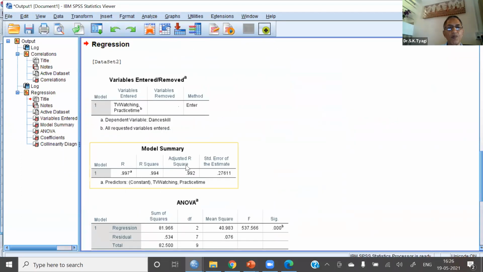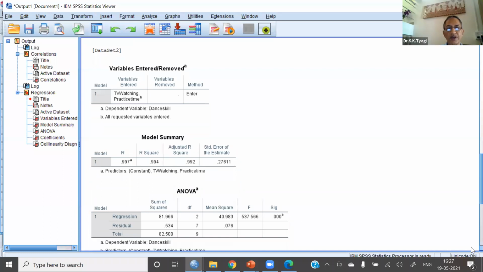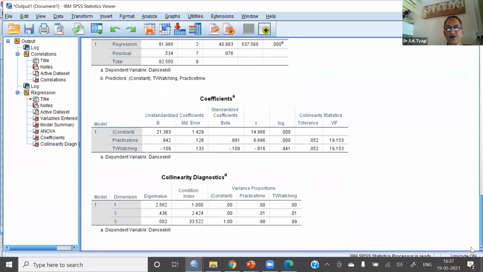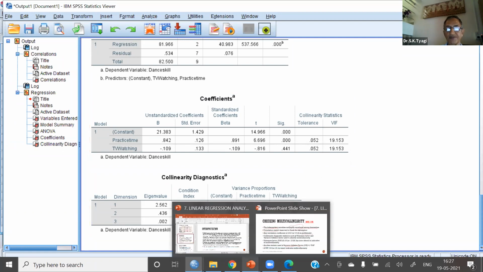So here we go. Model summary, ANOVA, regression coefficients, and collinearity diagnostics. This is collinearity diagnostics, this one. 0.052 is the tolerance factor, and the variance inflation factor. You have got tolerance factor and VIF. Now we interpret these.